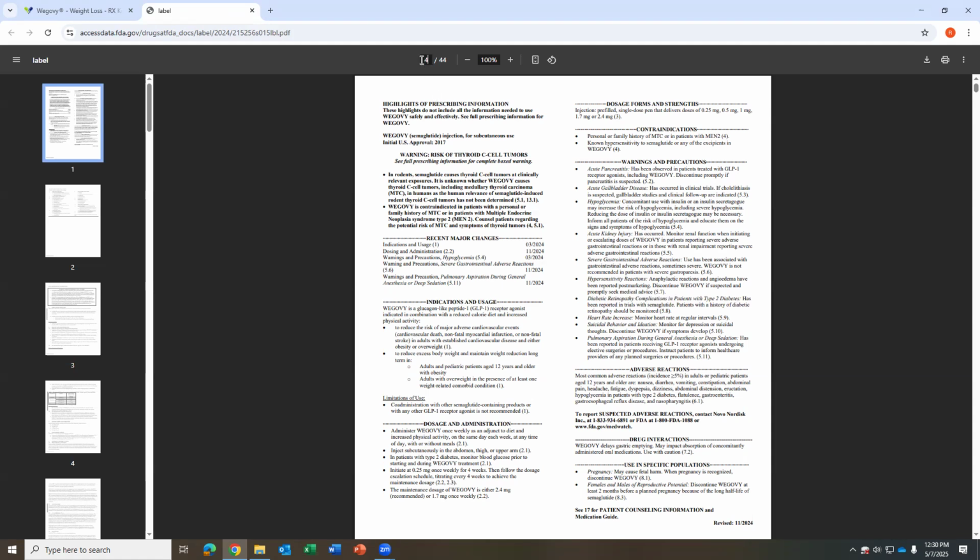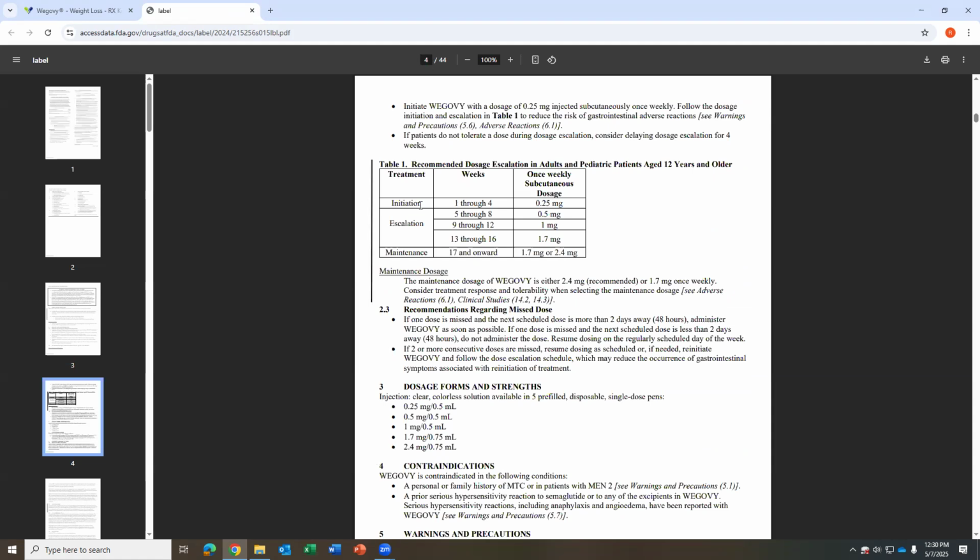Another key area that you can look at is the titration dosing. Again, this is in the same document. It talks about the initiation, escalation, and maintenance, starting at 0.25 up to 2.4 milligrams.